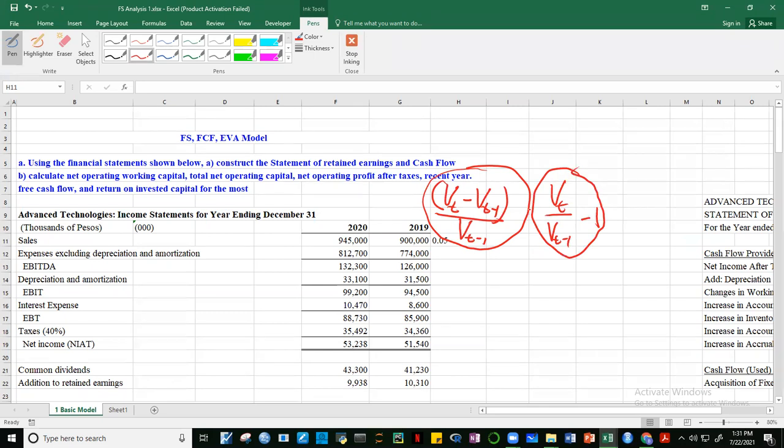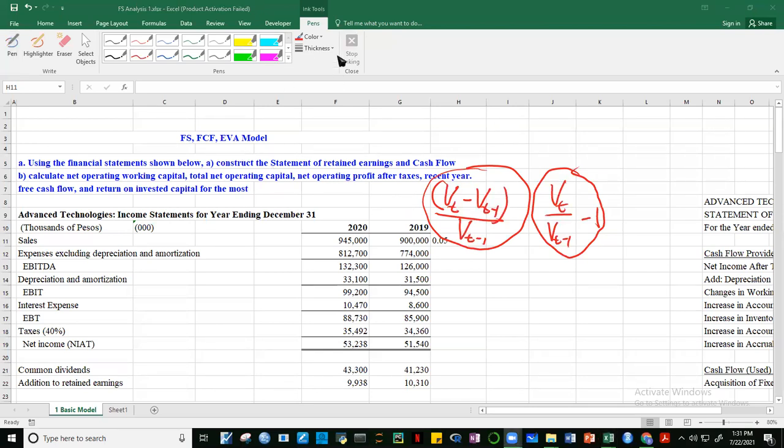Easier in the sense that we're only looking at two values here, because it's just minus 1. Here, we are working with three values. And it's also a lot easier in Excel. So that is the advantage of this.